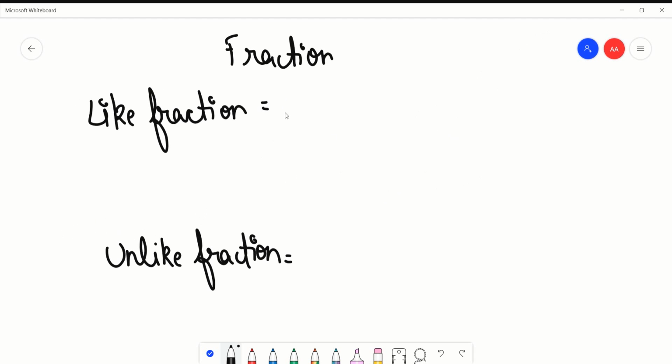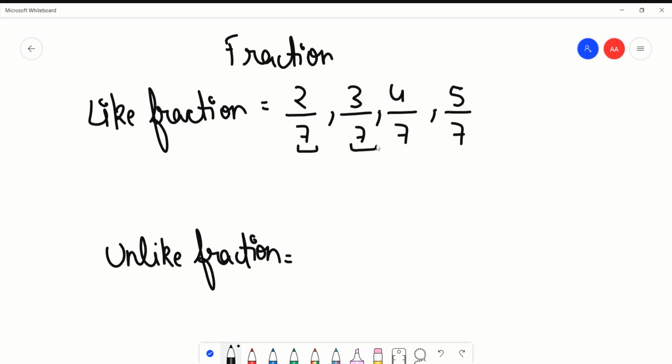Like fractions are those fractions whose denominators are the same. For example, 2 by 7, 3 by 7, 4 by 7, 5 by 7. You can see that the denominator of each fraction is the same. So these are like fractions. Now don't be confused. The numerator can be different, but the denominator must be the same.